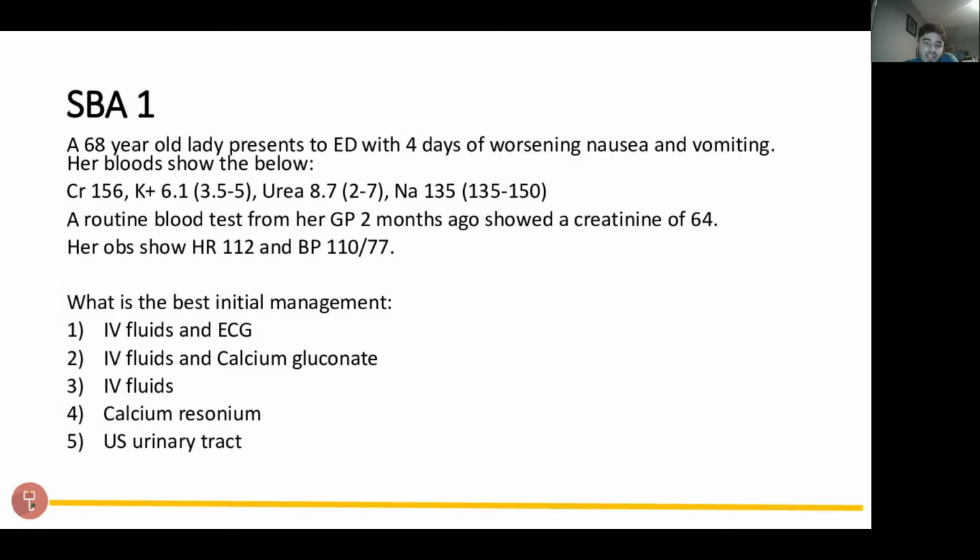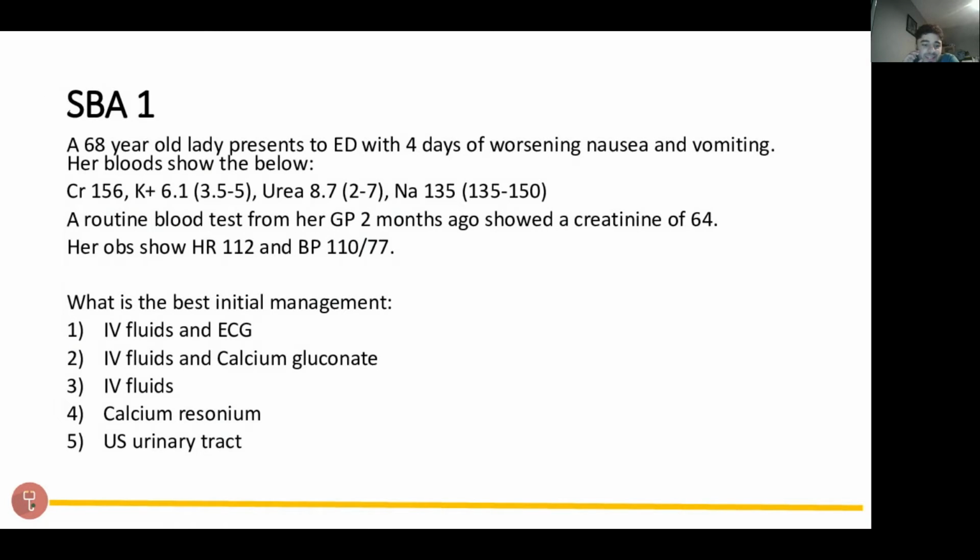And we know this is an AKI because of a number of things. One, her creatinine 2 months ago was 64. This is less than 3 months, and more than 3 months is required for it to be CKD. So it's less than 3 months with quite a big jump, actually, more than double. A little bit of hyperkalemia as well, and the urea is typically high too.